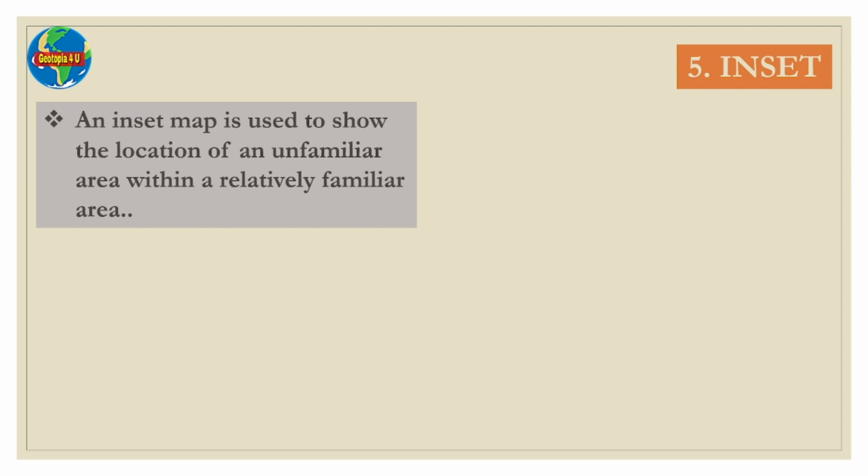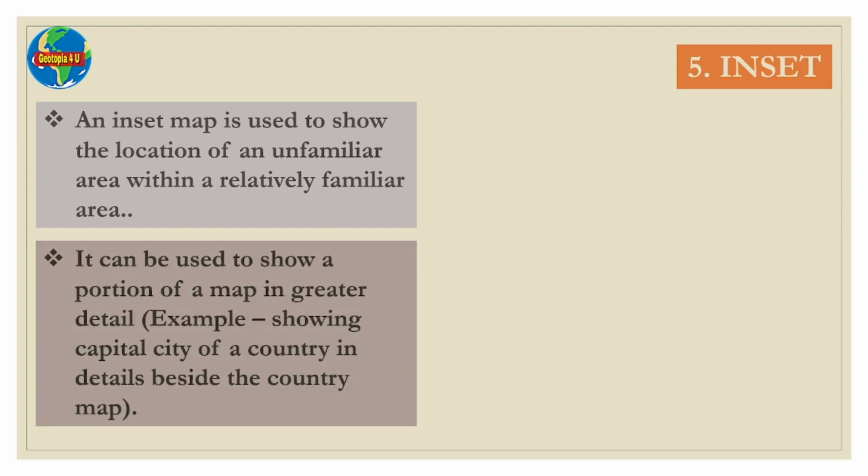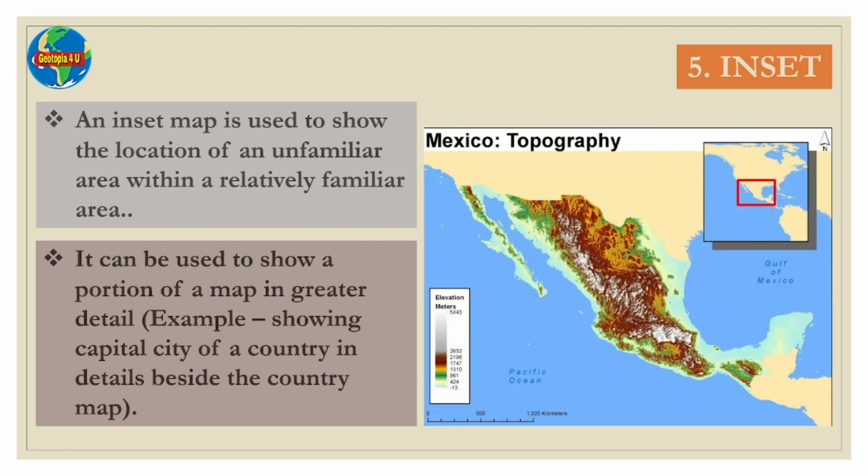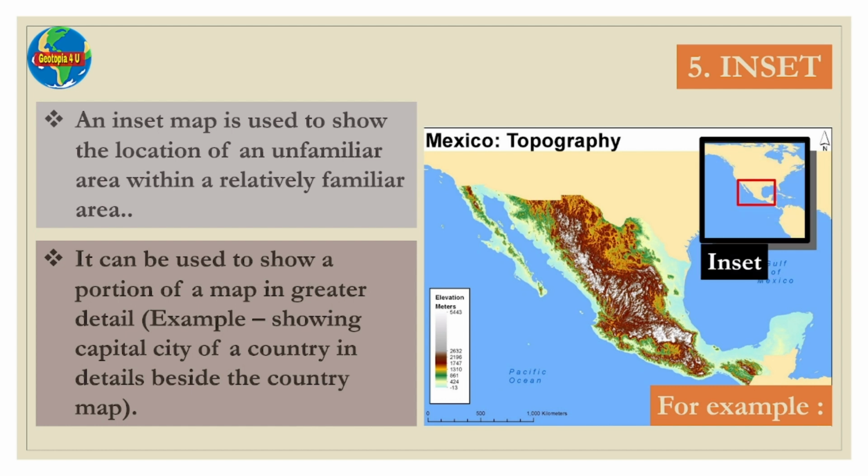Number 5. Inset. An inset map is used to show the location of an unfamiliar area within a relatively familiar area. It can be used to show a portion of a map in greater detail also. Example, showing capital city of a country in details beside the country map. In this picture, you can notice the use of an inset which has been highlighted using the black box which shows the location of the country of Mexico within the larger area of North and Central America.